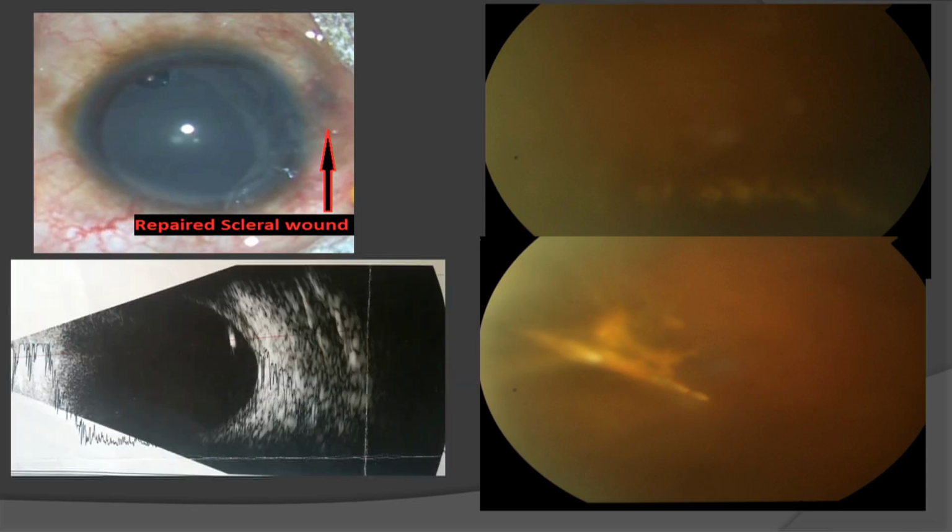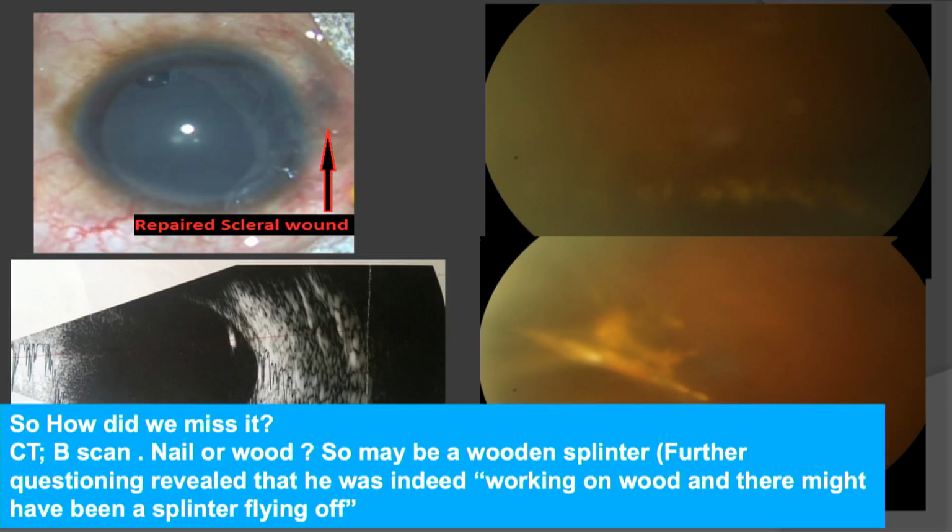Now, B scan also confirmed that it was a foreign body. In the previous records we could actually see the CT scan, B scan, everything was done, but it was missed. When a foreign body is missed with a CT scan, it obviously means that it is not a metal foreign body. It has to be something like an organic foreign body, like a wooden splinter. Further questioning also revealed that the patient was indeed working on wood, and there might have been a splinter flying off, which he forgot to tell us. So we went in.